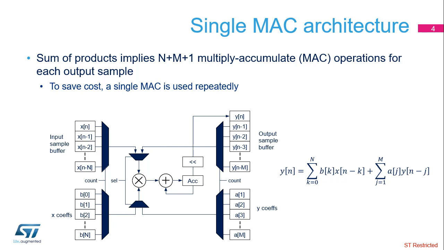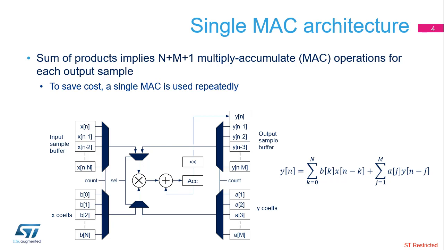X is the input sample buffer containing the raw samples to be filtered. B is the array of coefficients of the filter to be applied to X samples. X and B have the same size, N plus 1 entries. Y is the output sample buffer containing the results of the filtering. A is the array of coefficients of the filter to be applied to Y samples. Y and A have the same size, M plus 1 entries.